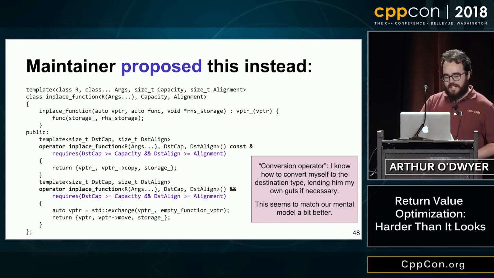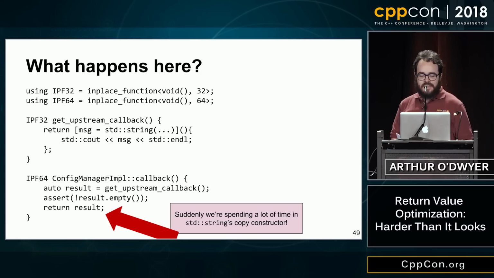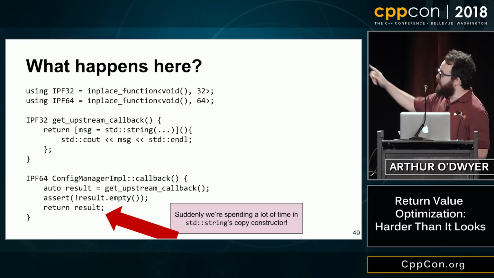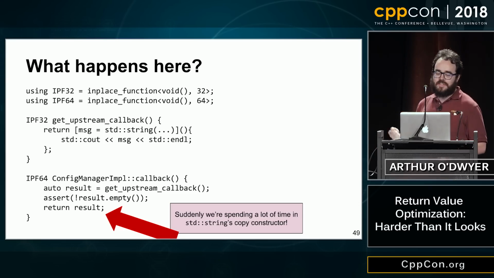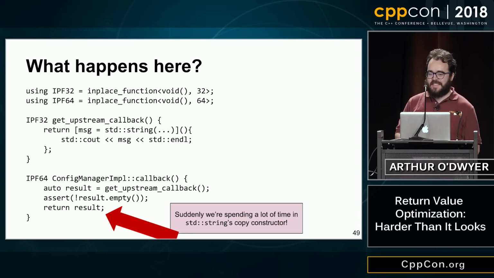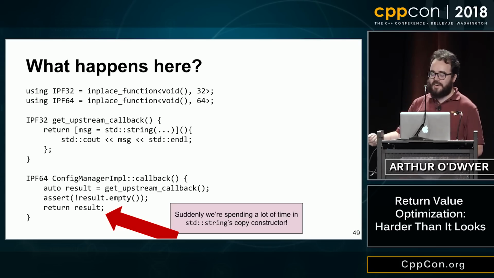And unfortunately, when we looked at the unit tests for this, suddenly in this example we're spending a lot of time in std string's copy constructor. That's the std string as the capture of that lambda there, the MSG. We're copying the lambda, therefore we're copying all of its captures, therefore we're copying the std string, which is expensive. And we're copying the lambda because we're calling the copy constructor rather than the R-value conversion operator that we thought we were going to get called.